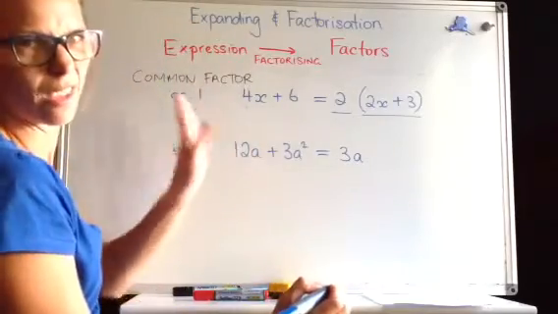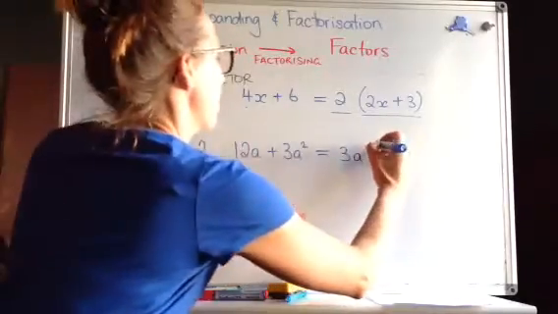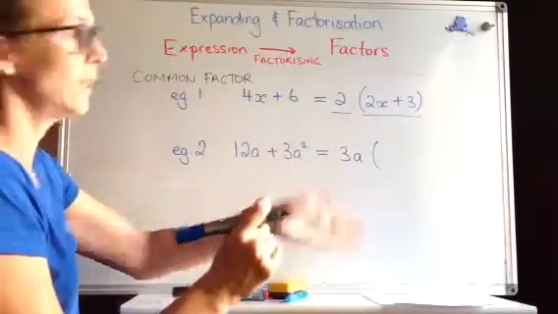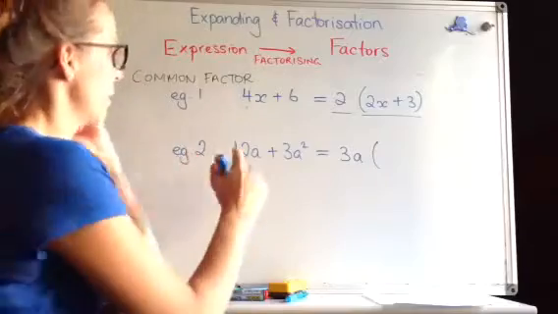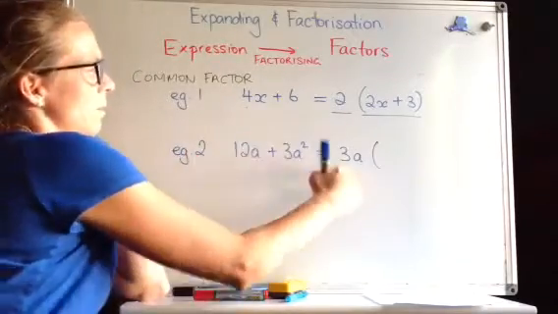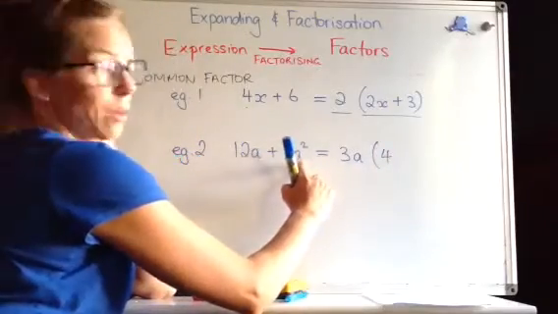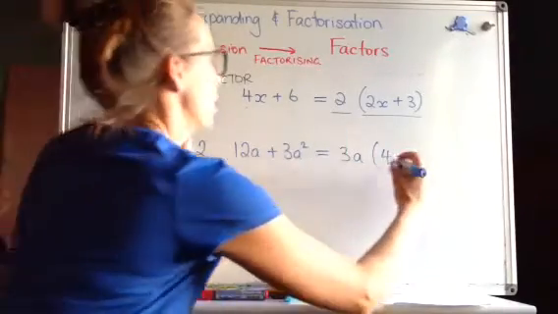And I can't see any other letters or any other numbers, so I'll leave it at that, and I'll open a bracket. So 3a, well, 3 is one factor, a is one factor, and now we're going to work out what the other factor is. So 12a divided by 3a is 4. Then 3a squared divided by 3a is just a.